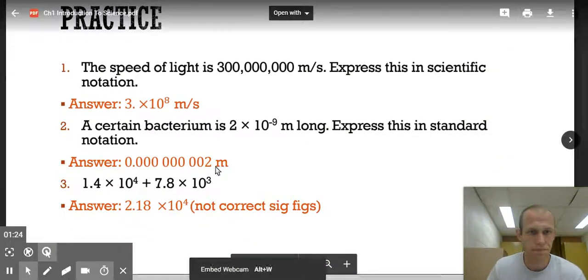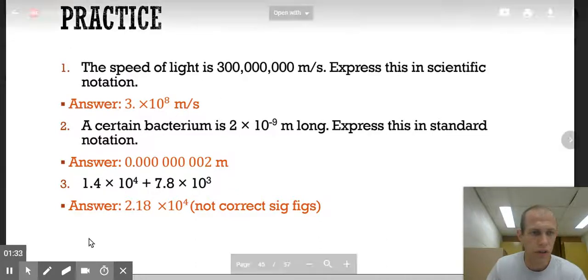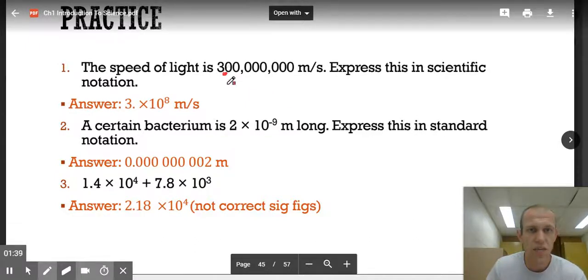So here's some practice. The speed of light is 300 million meters per second. Express this in scientific notation. What I like to do is put my decimal point where I know it has to be. So the number 3 is the number between 1 and 10, which the coefficient needs to be. And how do I get it from there to be here? I have to move it once, twice, 3, 4, 5, 6, 7, 8 times. So that means I have to multiply by 10 to the 8th power. So I write 3 point times 10 to the 8th power. I don't actually need that point there.